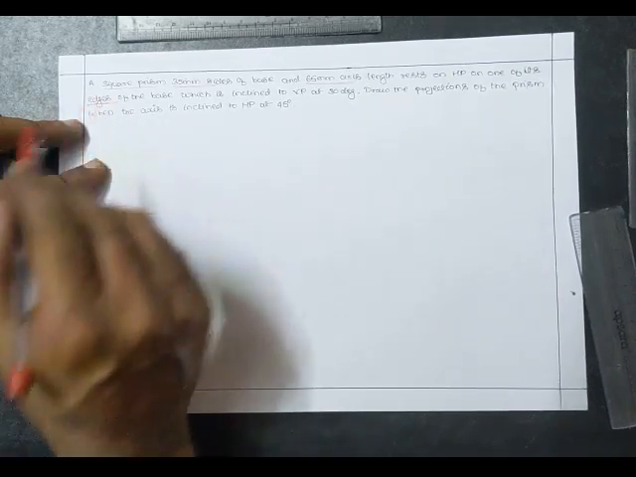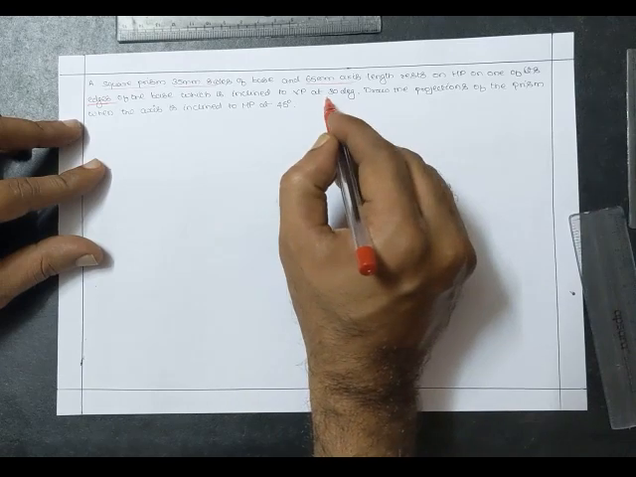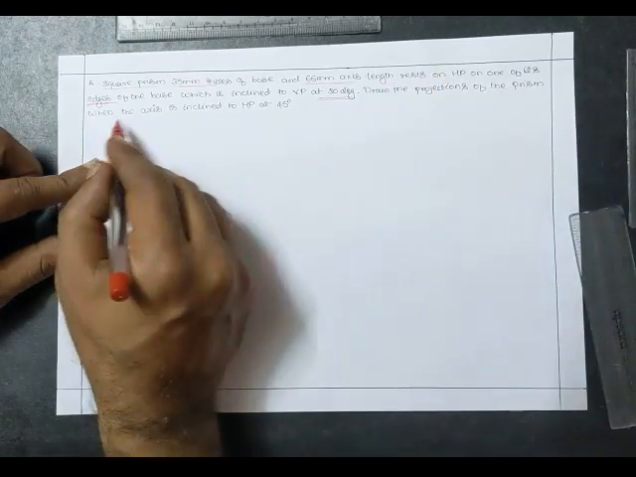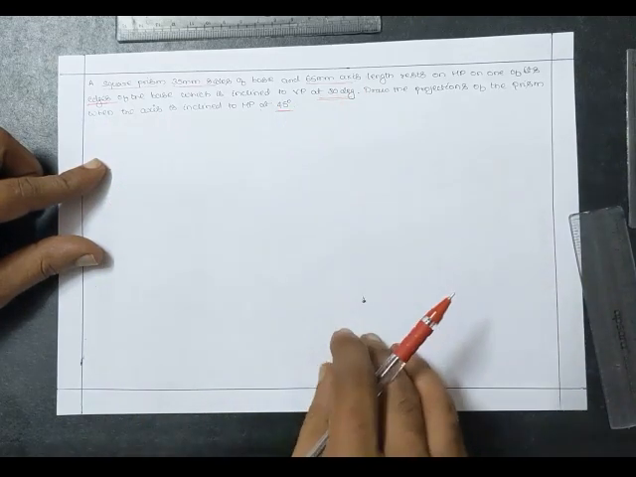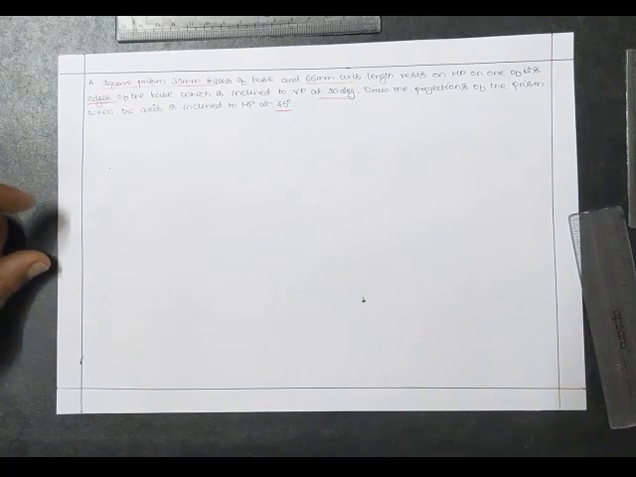Edges of the base means it's an edge condition problem. It is inclined to VP at 30 degrees. That means the resting edge is inclined to VP at 30 degrees. Draw the projections of the prism when the axis is inclined to HP at 45 degrees. So this is what is given in the problem. Let us start by solving the problem.